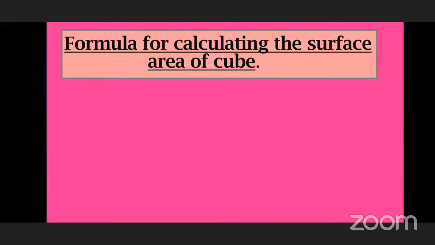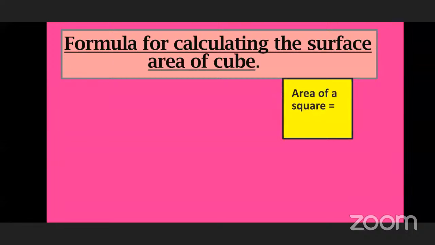Now we will see the formula for finding the surface area of a cube. In the last session, we learned some formulas of rectangle, triangle, square, and right angle triangle. Now we are going to learn some new formulas. Just now we have seen the objects of cube and cuboid. Now we are going to understand how the formula of surface area of a cube is calculated.